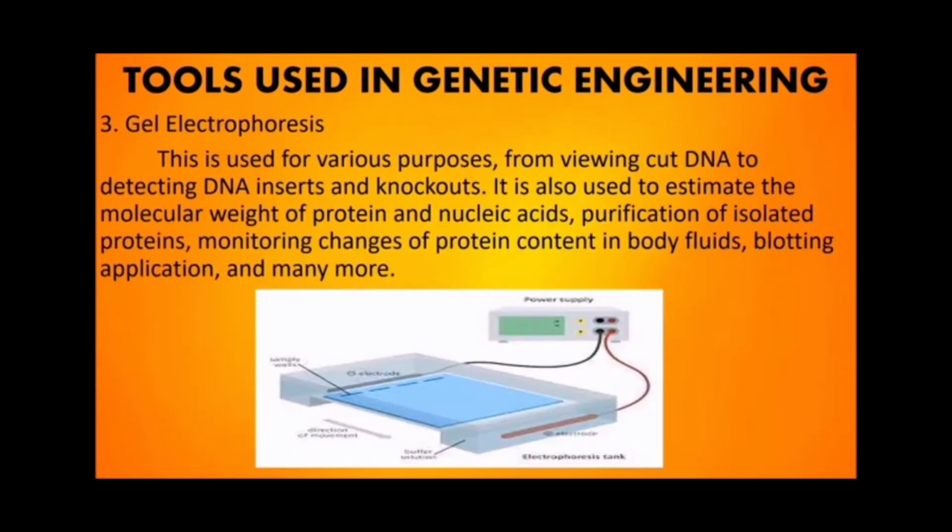strands. The third tool used in genetic engineering is the gel electrophoresis. This is used for various purposes, from viewing cut DNA to detecting DNA inserts and knockouts. It is also used to estimate the molecular weight of protein and nucleic acids, purification of isolated proteins, monitoring changes of protein content in body fluids, and blotting applications, and many more. So it appears to be a monitor when doing genetic engineering.